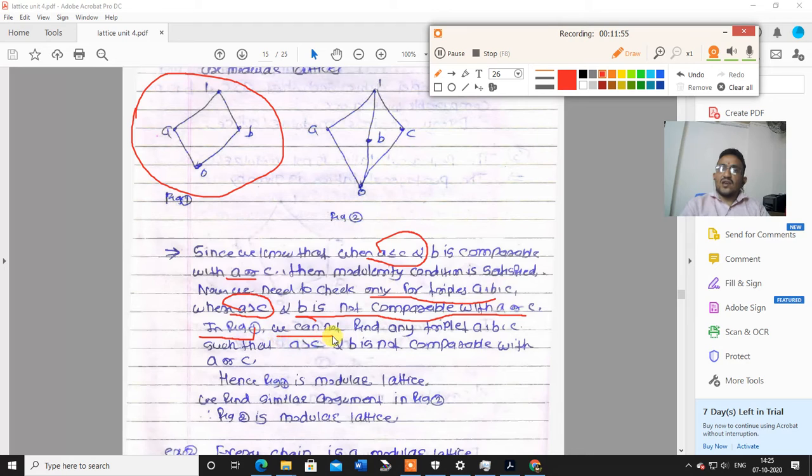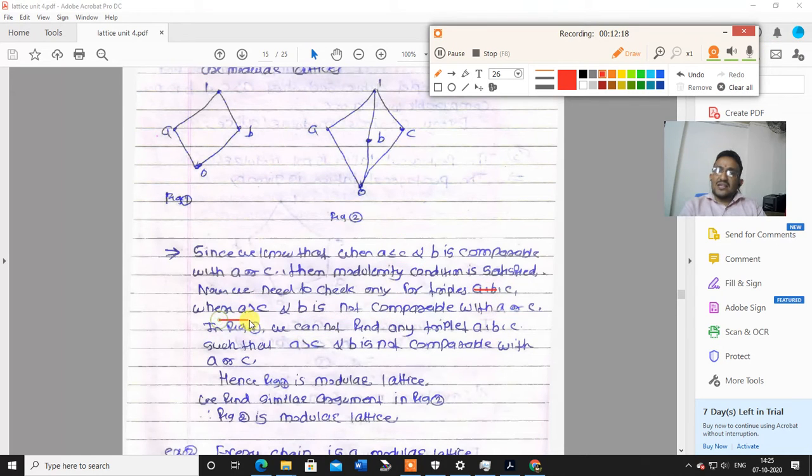So in this case, in figure 1 we cannot find any triples. Okay, आपल्याला जर या लॅटिसला मॉड्युलर नाही म्हणजे to show that this lattice is not modular, it is sufficient to find the triples A, B, C with A greater than C and B not comparable with A or C. म्हणजे जर त्या लॅटिस मध्ये आपल्याला असे A, B, C चे ट्रिपल्स मिळाले की जे सॅटिस्फाय द गिवन कंडिशन, in this condition we can say that the given lattice is not a modular lattice.